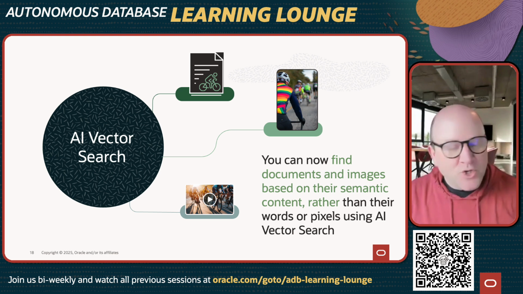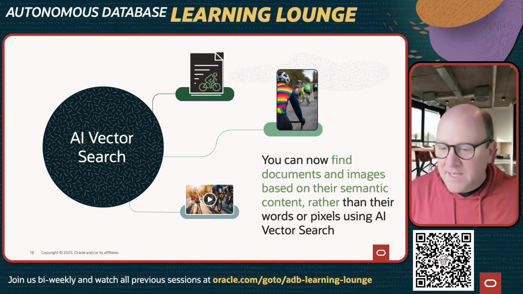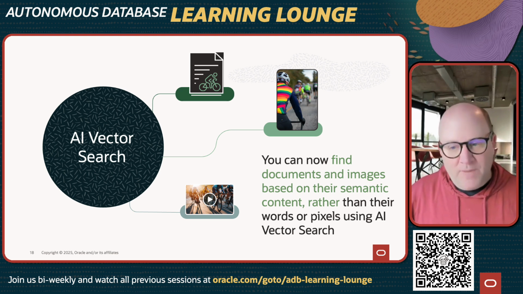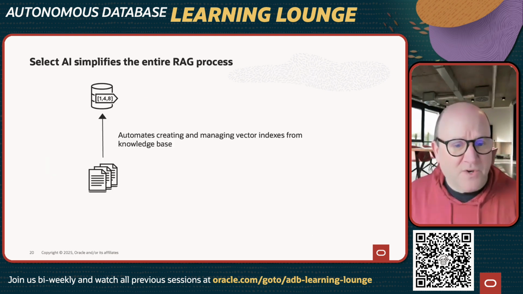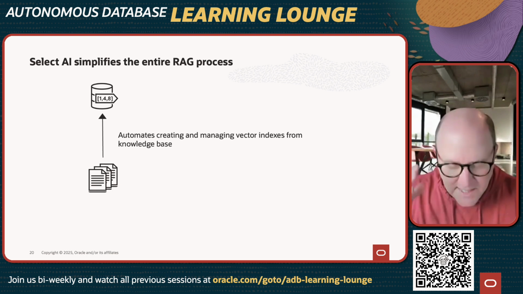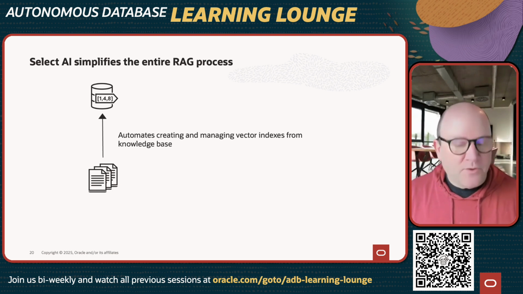Now, this could be structured, unstructured data like we just looked at. It could be images. It could be all sorts of information that you're going to be doing as part of AI vector search. So this is an incredible capability that's in 23 AI.